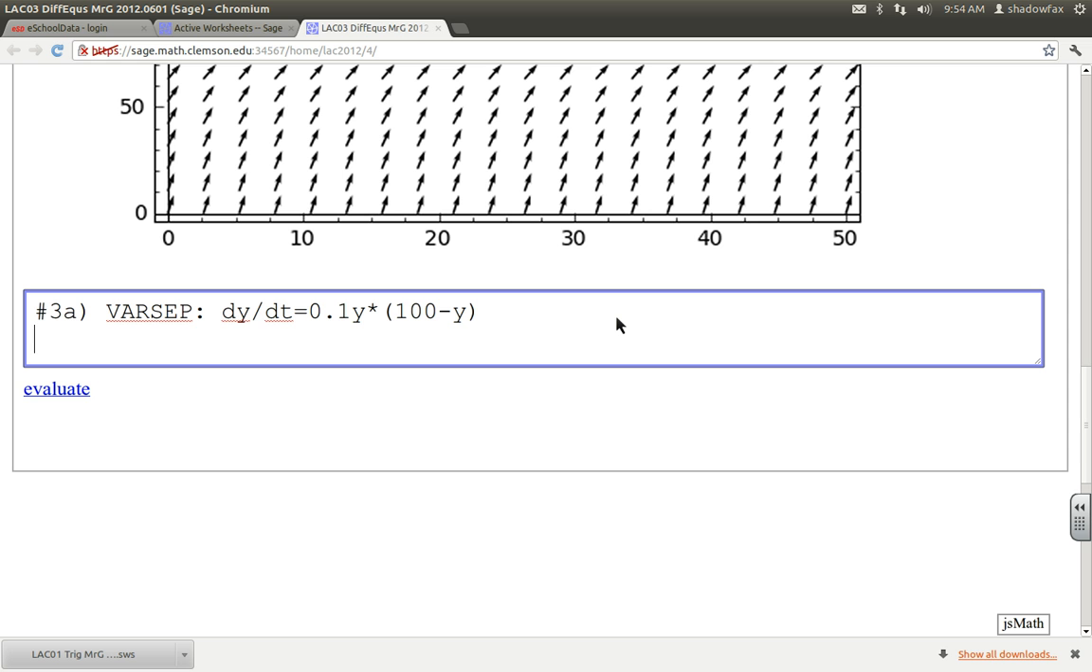So let's graph it. Plot vector field of, open parentheses for the vector, 1. I'm just making the x dt always 1 to make it easy. Comma, and, oh wait, I meant 0.01. Make it 0.01, okay? So 0.01 times y times 100 minus y.